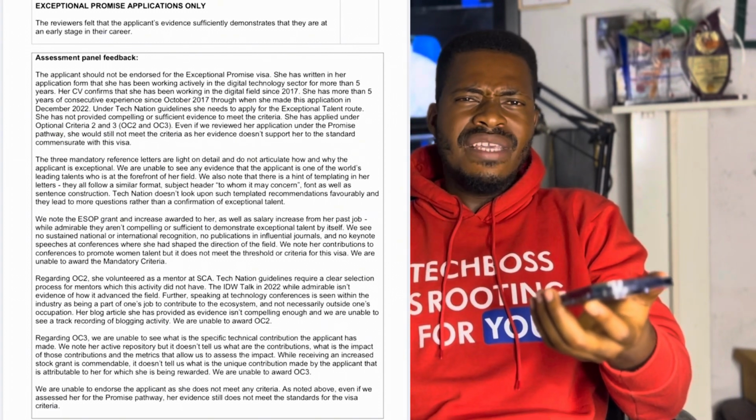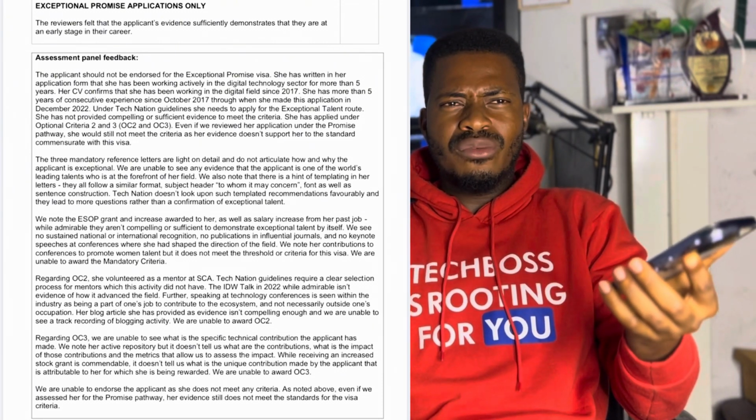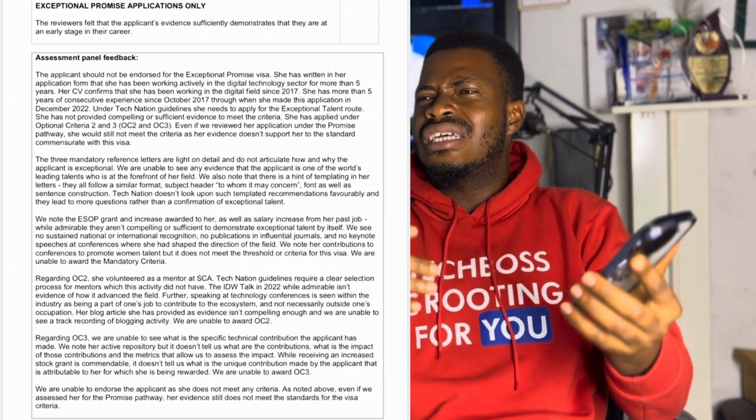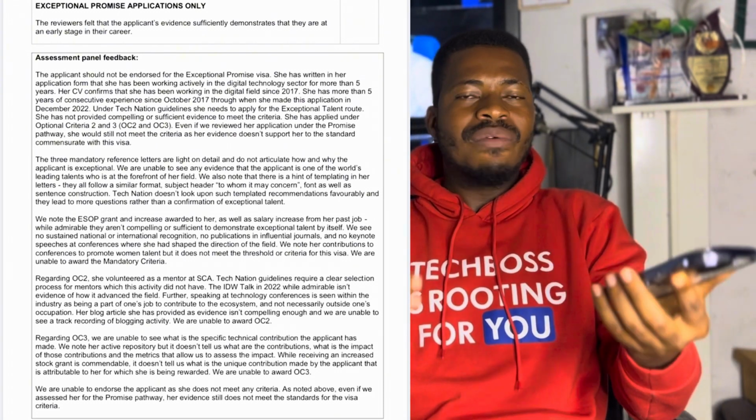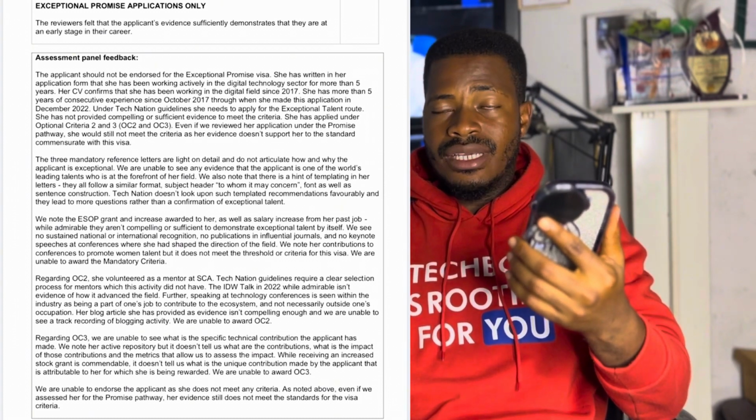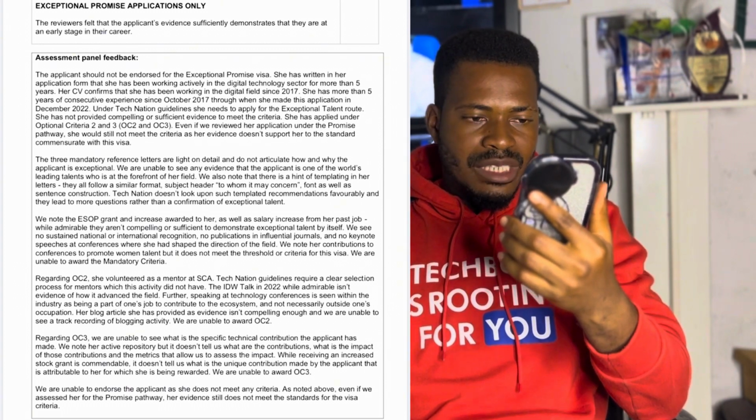Because if these letters are from different sets of people, that means they should bring different ideas and different perspectives to how they are recommending you. So that was one of the reasons why they rejected her. So I'm going to the next paragraph.